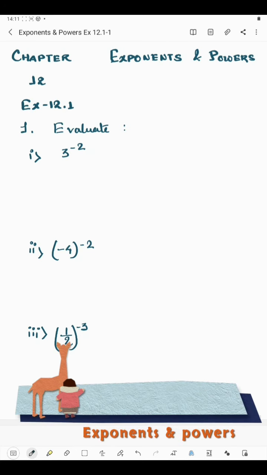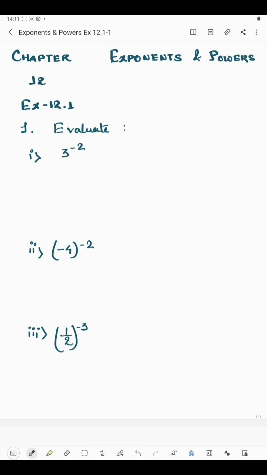Hello students, now I am going to start question number 1 of exercise 12.1. Question number 1 says evaluate. Evaluate means we will have to find the answer, okay? Now in the first part we have 3 raised to the power minus 2.